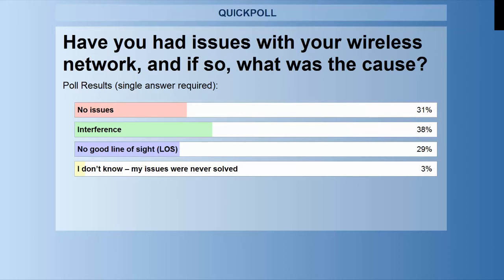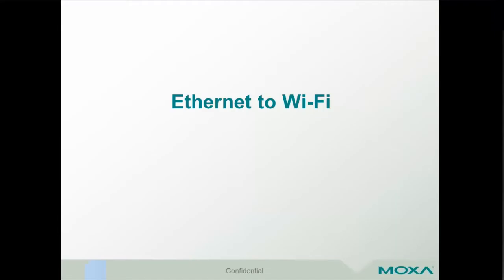Looks like 31% of you have had no issues with your wireless network, which is awesome. 38% of you had issues with interference. 29% of you had no good line of sight, or line of sight issues. And 3% of you, unfortunately, don't know because their issues were never solved. So thank you guys again for participating in that one. And I believe we'll have one more here in just a little bit for you guys.